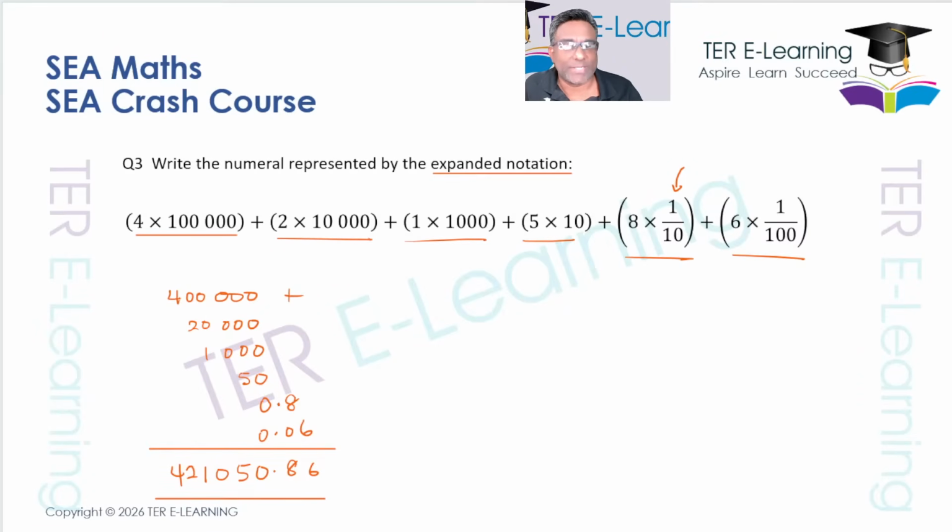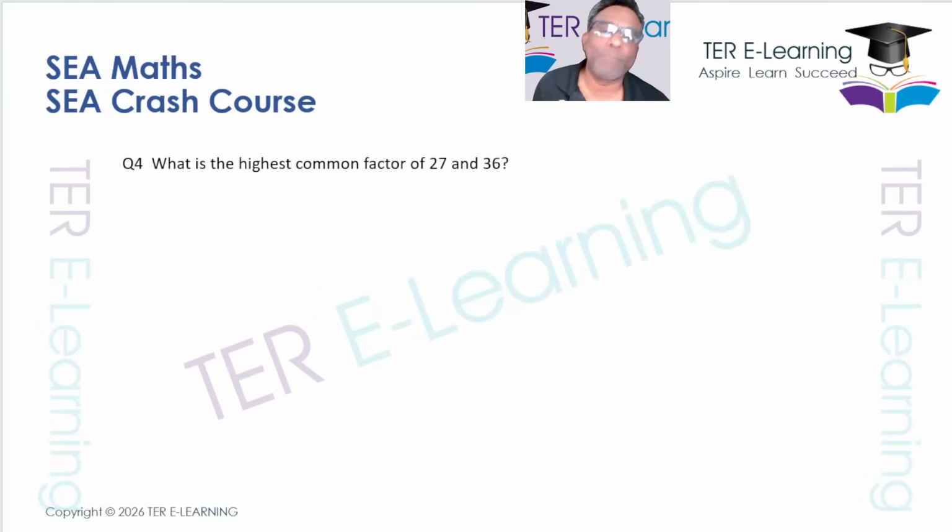So look at this next question here. Question 4. What is the highest common factor of 27 and 36? You guys need to understand what is meant by a factor and also what is meant by a multiple.